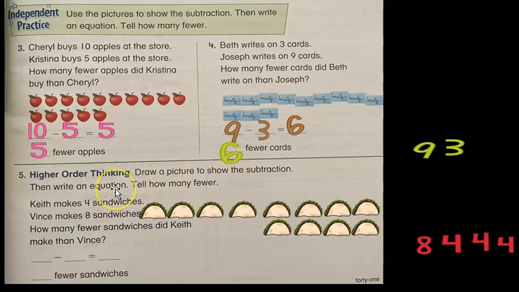Look right here now again. It says, draw a picture to show the subtraction. Then write an equation. Tell how many fewer. Remember, first graders, this right here is the subtraction equation, okay? All we need to do is put numbers there, but we have to read this first to figure out what we are going to be working with.